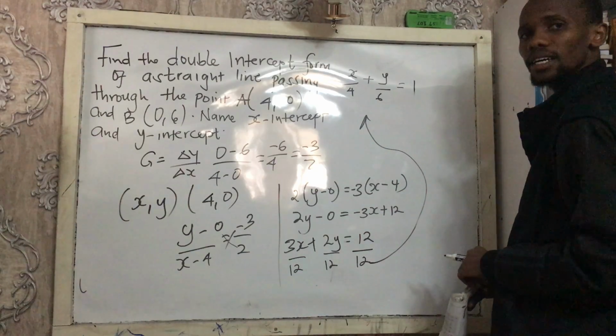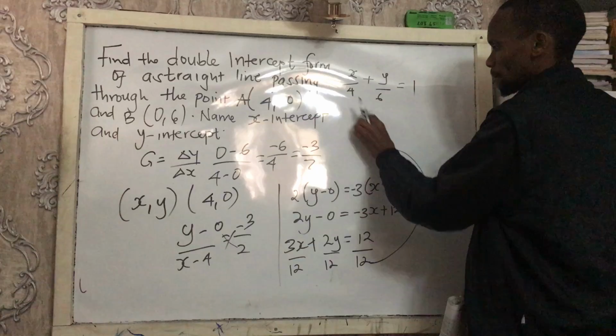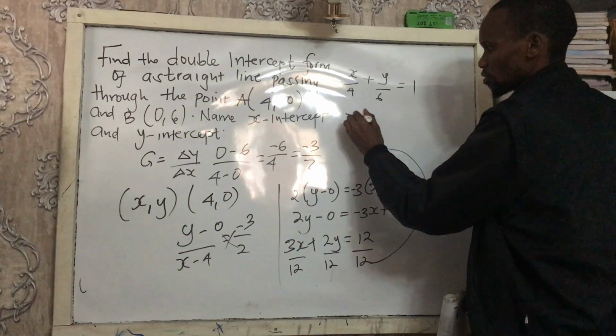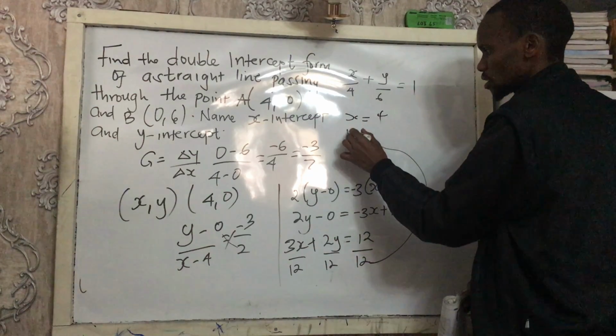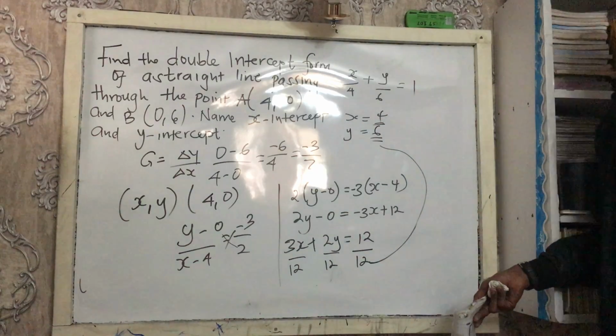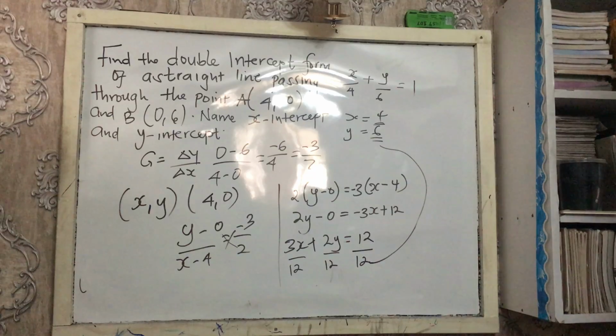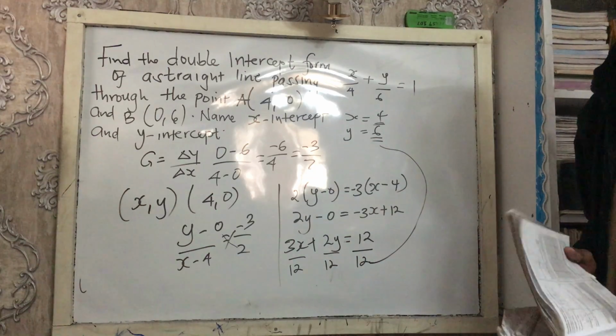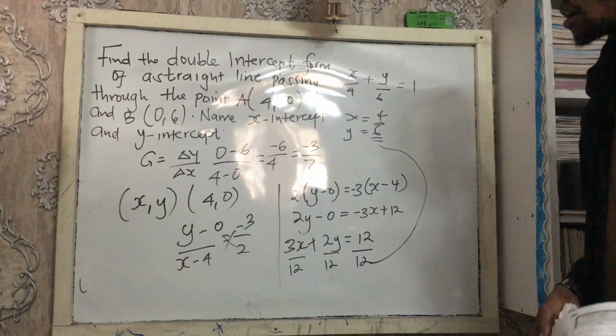Get the y-intercept and the x-intercept. X-intercept is 4, good. Y-intercept is 6. X-intercept is 4, Y-intercept is 6. I hope it has been understood. Has it been understood? Okay.